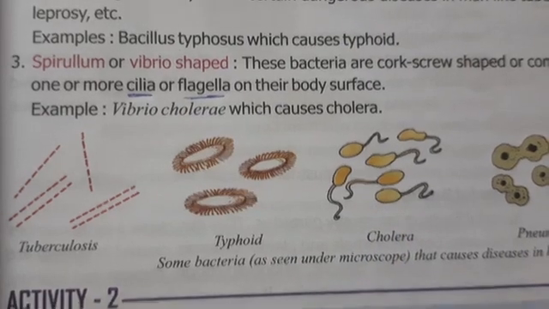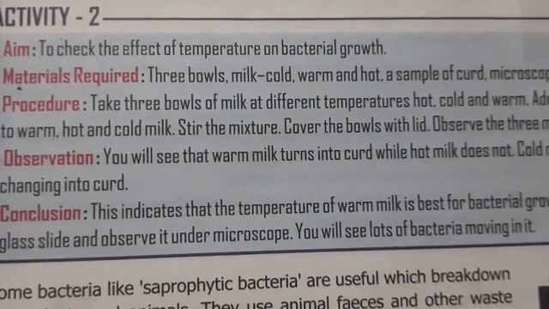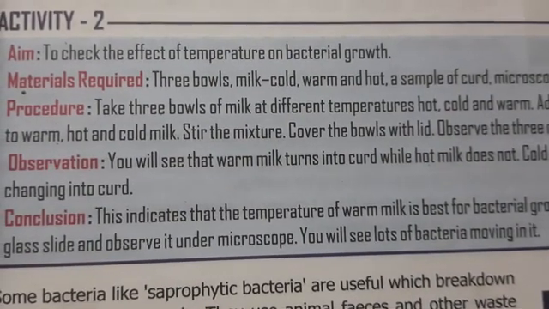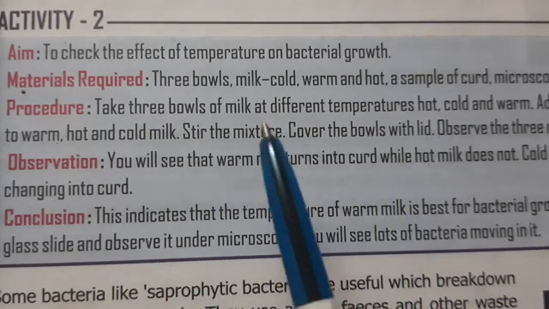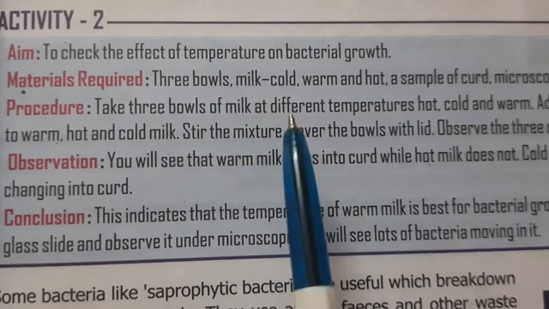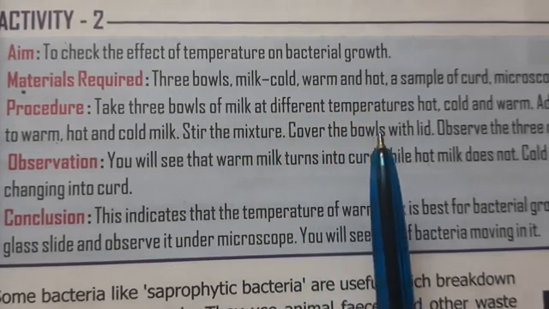Clear? Now here is an activity which you must have seen your mothers doing. You must have seen mothers preparing curd. When she has to prepare the curd, what does she do? She takes the milk and warms it, and then she takes a little bit of curd, and in that she adds the warm milk. Here what you have to do is take 3 bowls: one bowl of cold milk, the second one warm milk, and the third one hot milk.